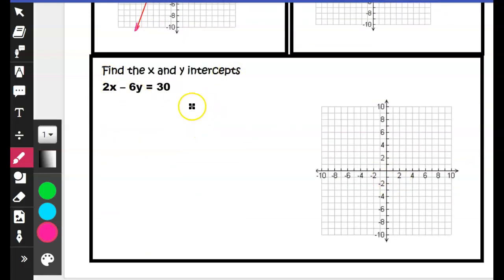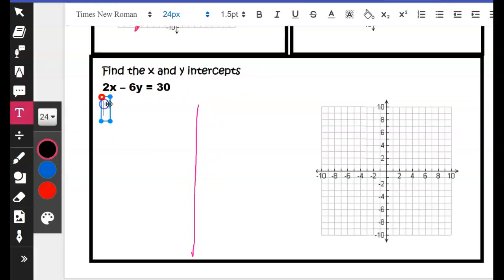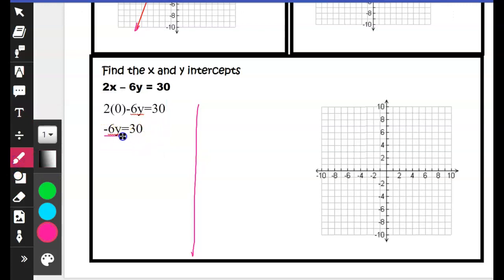Okay, find the x and y intercepts here. Draw a line down my paper so I can find both. And so I'm going to have 2x minus 6y equals 30. In order to find the y-intercept, the x is going to be equal to 0. That's going to be 0 subtract 6y equals 30. But 0 subtract 6y is just going to be a negative 6y. Divide both sides not by 6, but by negative 6.